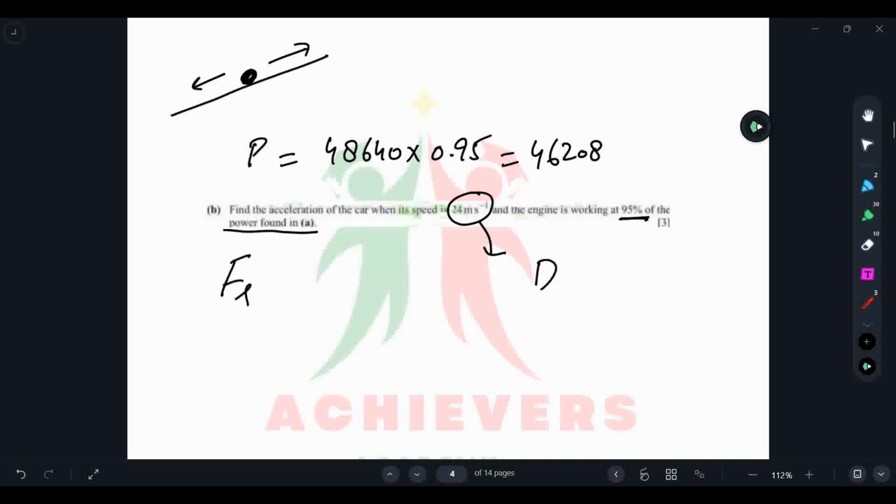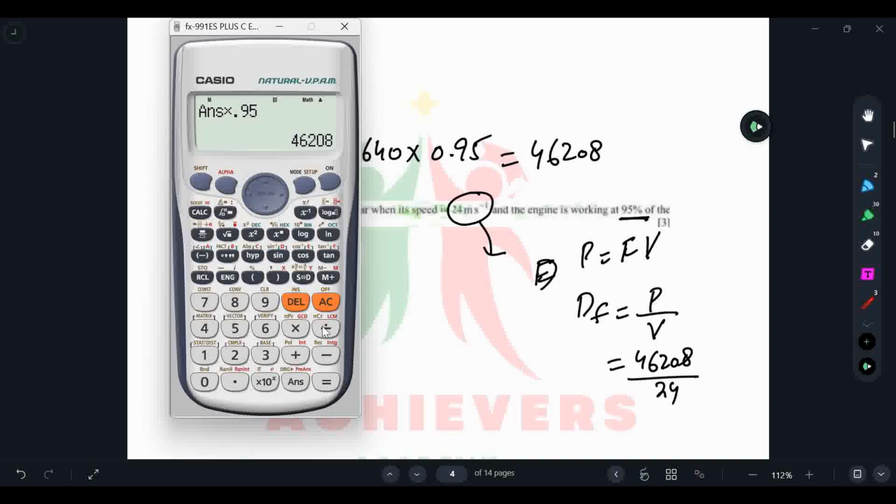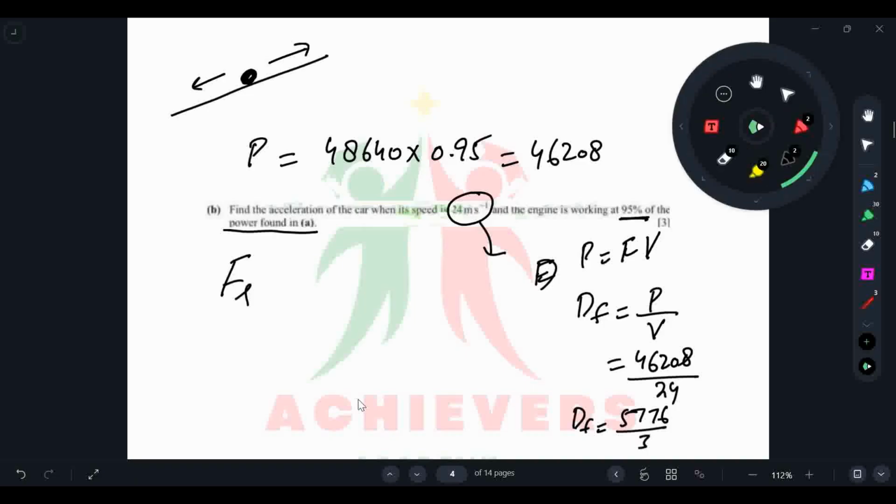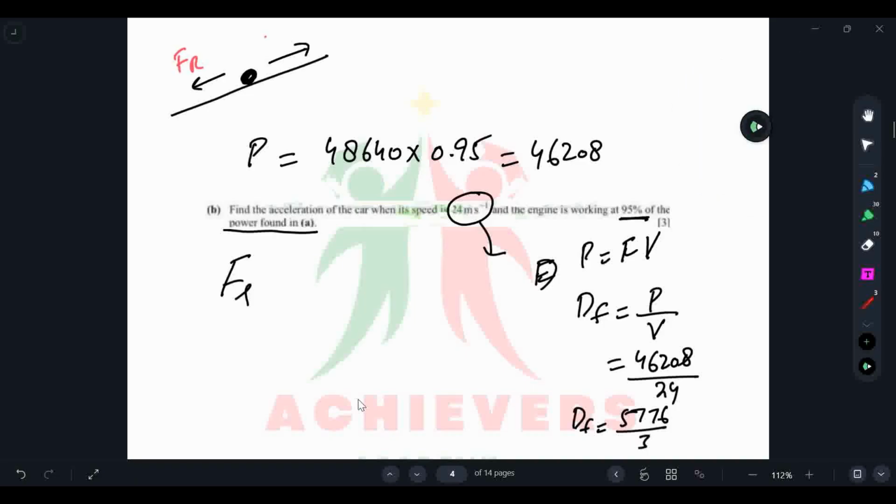Now we know that P is equal to Fv. So if we rearrange it, the driving force will be equal to P by V. Now P is 46208 divided by 24. So if we divide it by 24, the driving force is 5776 divided by 3. Now we can again use the calculation over here: this one will be the resistive force, this one will be the driving force, this one will be the weight acting downward.